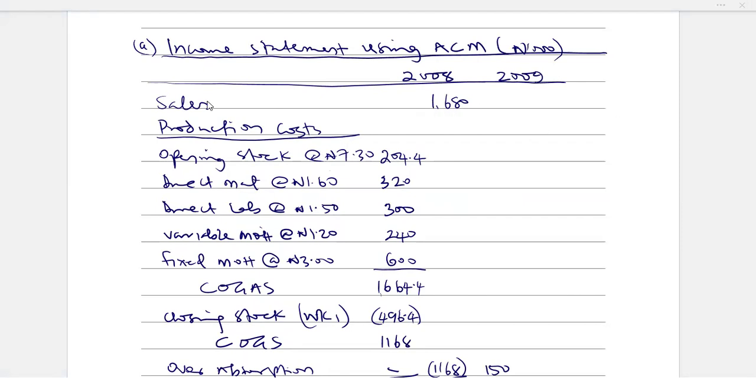So let's determine sales for 2009. In 2009, how many units were sold? In 2009, 180,000 units were sold. Therefore, I would say 180 multiplied by 10.5. Selling price is 10 naira 50 kobo. So this gave us 1890. Here is 1890. That's the sales value for 2009.